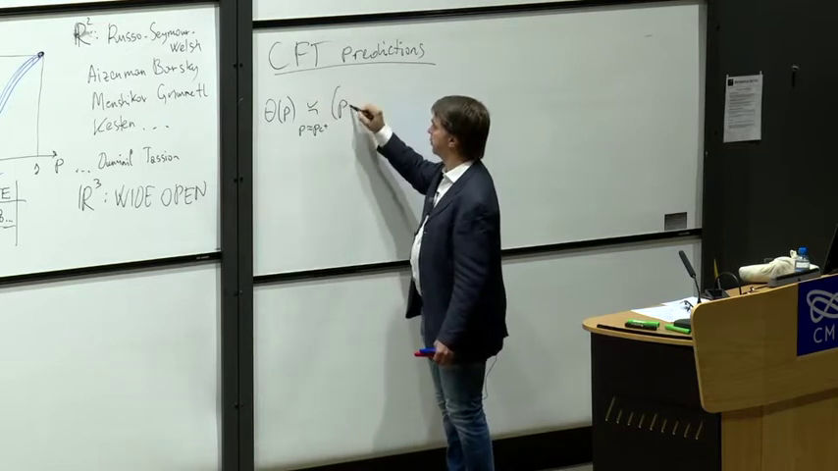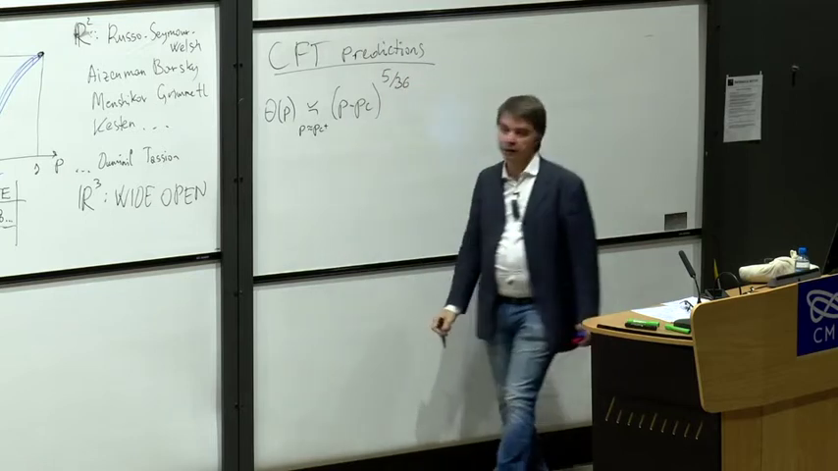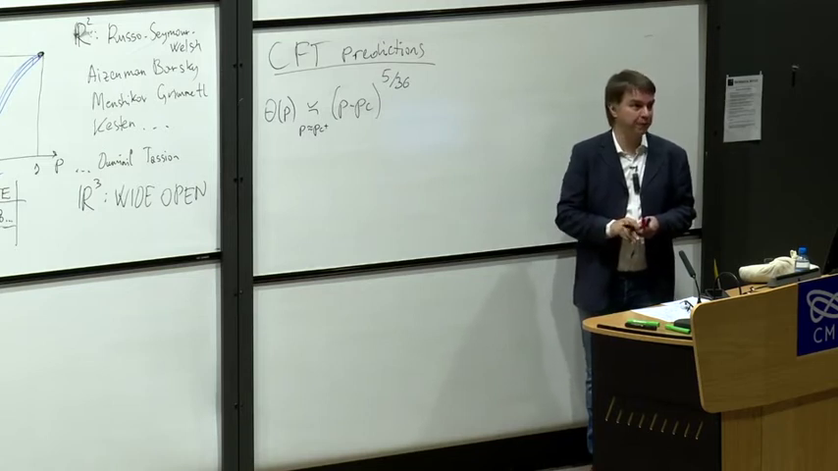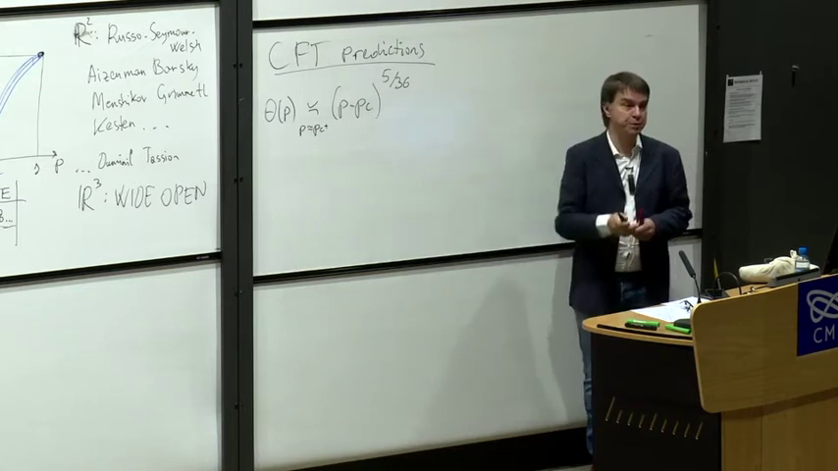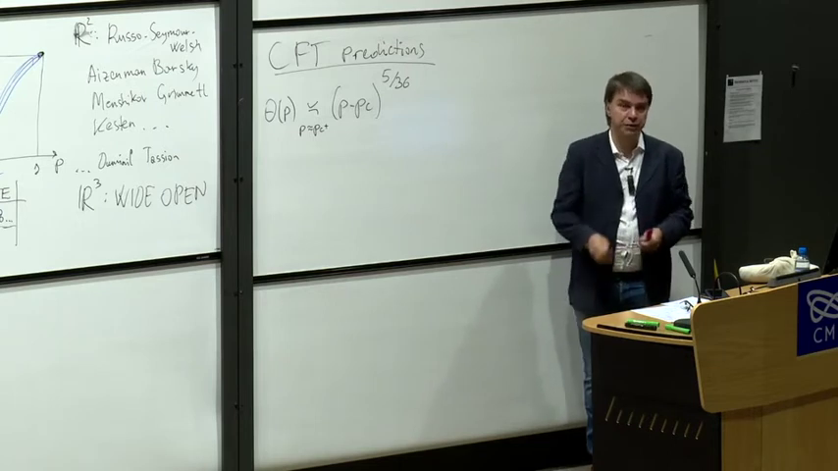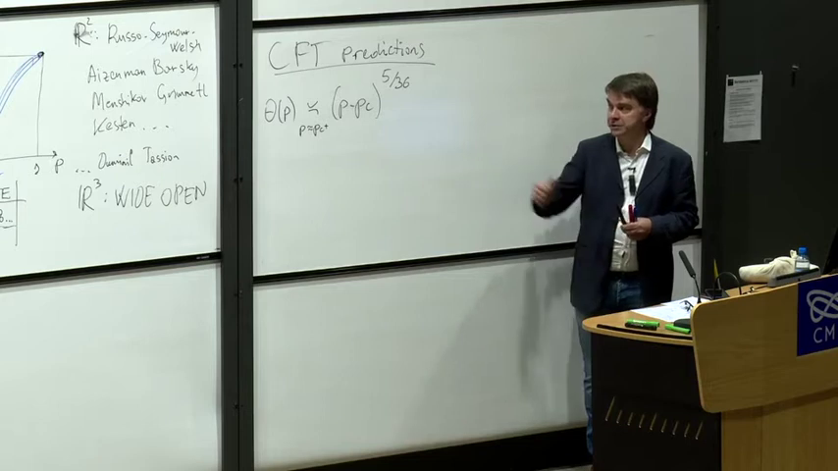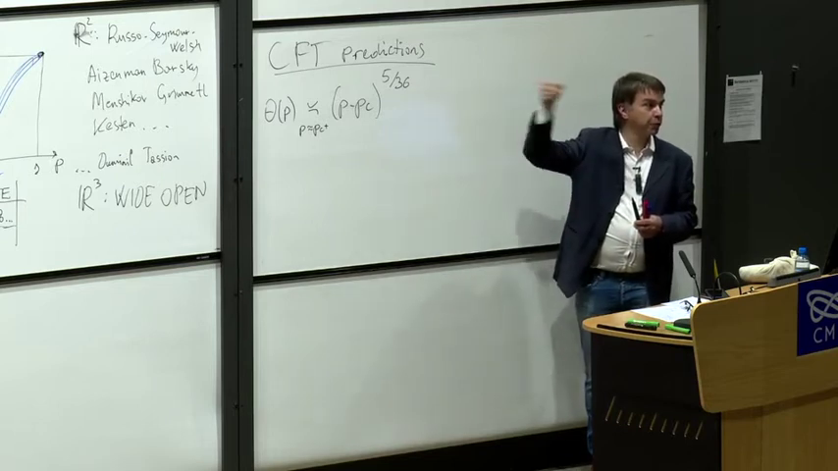behaves like p minus pc to the power 5 over 36. So when you first see this, it doesn't usually happen in real-life physics. In real-life physics, all the exponents you get are fractional because of the renormalization group, but usually they are some transcendental, non-integer numbers. But here it's a non-trivial problem in the plane, and suddenly out of the blue you get 5 over 36.